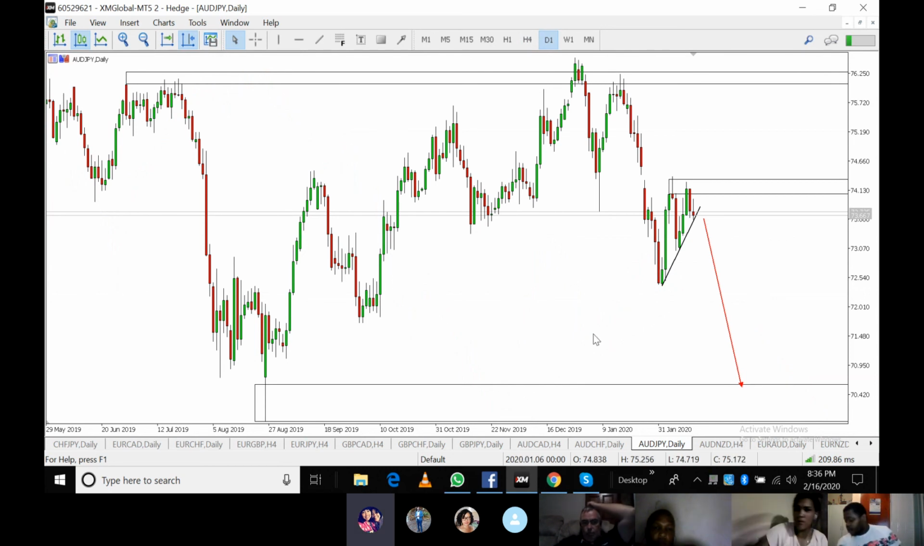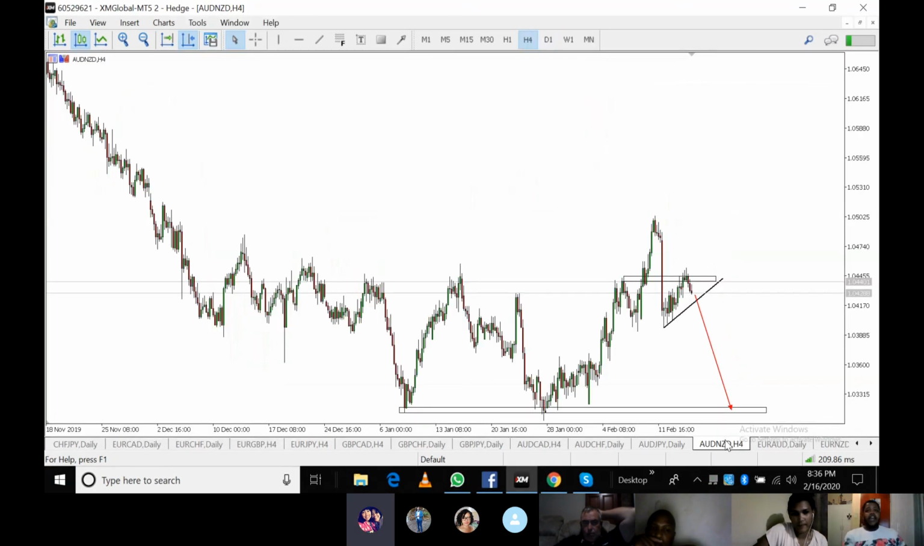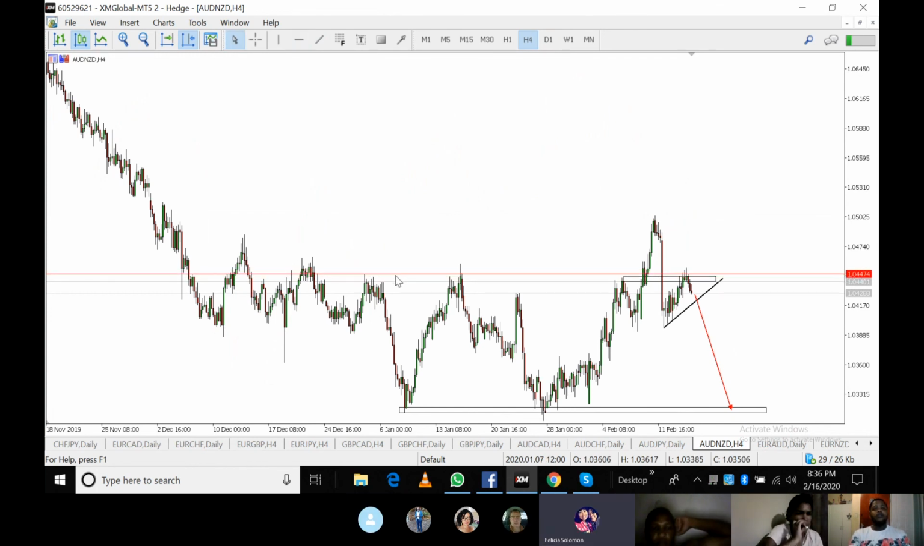The next one is called NZD, and basically, for NZD, same thing. I have a weakened Australian dollar. Once again, mutual highs come into play. We have a false breakout over here.